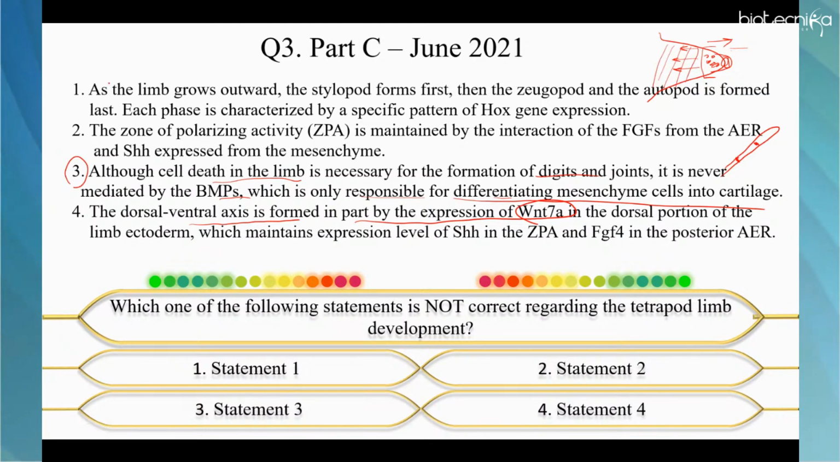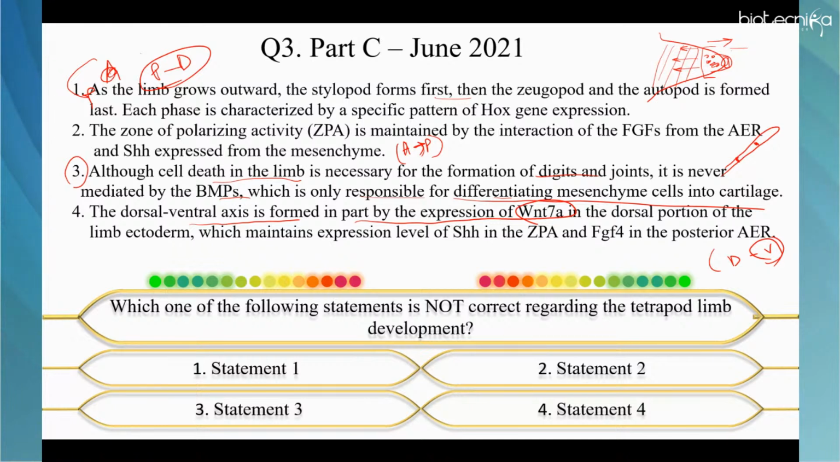So we have the proximal distal axis question. The statement was one on proximal distal, that what forms first, right? Then this one is for the anterior posterior. ZPA is regarding the anterior posterior axis. And the fourth statement they have asked regarding the dorsal ventral. So the back side of your hand, where the knuckles are, with which you can hit someone when you make a fist, that side is the dorsal part, the back side of the hand, and the front side of the hand is the ventral part. Ventral means where the palm lines are, right?